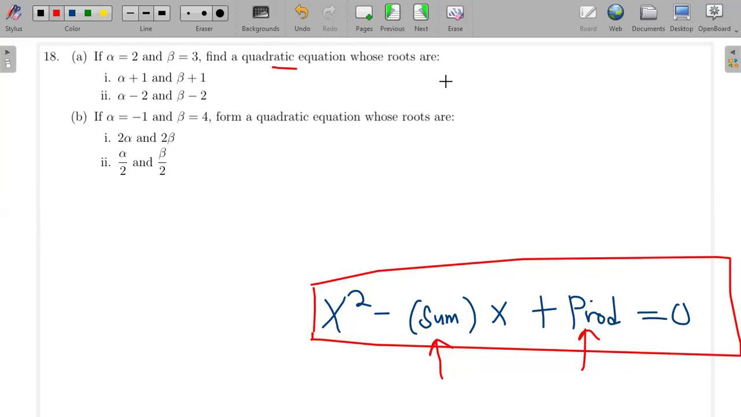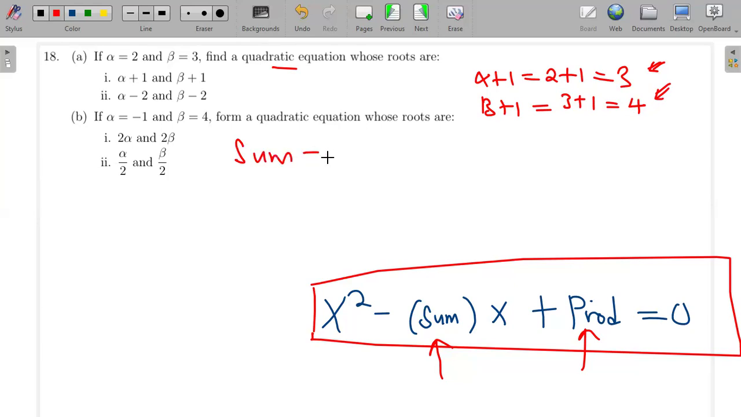So my first root there is alpha plus 1, which is equal to, where there's alpha, I put 2 plus 1, that will just be 3. My other one is beta plus 1, which will be 3 plus 1, which is equal to 4. So my new two roots that I have are 3 and 4. So I'm just going to find their sum, which will be 3 plus 4 equals 7. Their product will be equal to 3 multiplied by 4. That will just be 12.